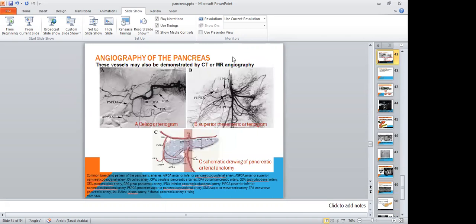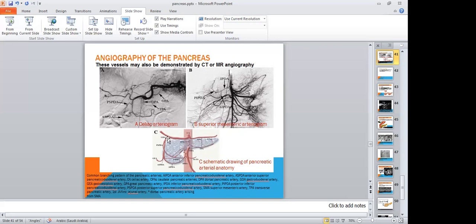Angiography of the pancreas. These will be demonstrated by CT or MR angiography. First, we take the schematic drawing of pancreatic arterial anatomy through the celiac artery, giving the splenic artery and the common hepatic artery. From the splenic artery, the dorsal pancreatic artery and the great pancreatic artery.